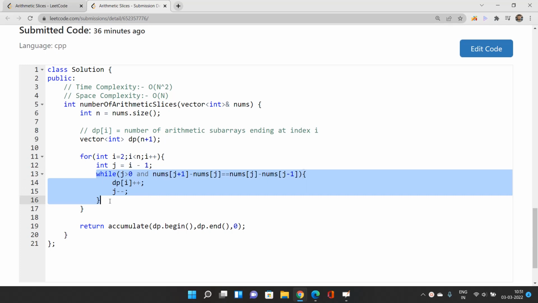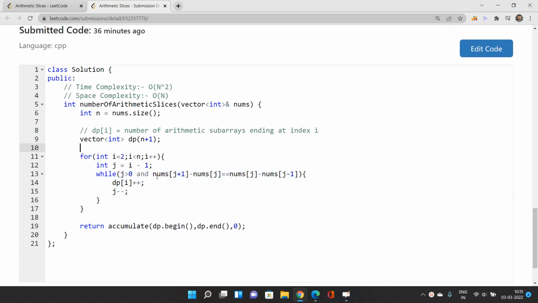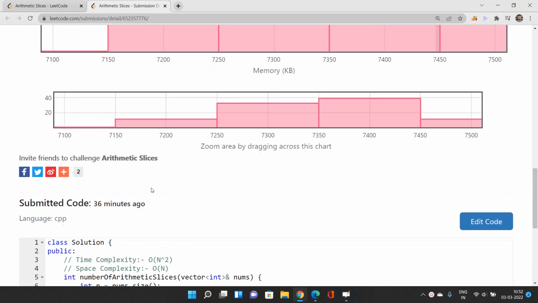So write down while j positive, and you can see if you are finding out the difference of 3 elements at the jth index, if it is same, increment dp of I, the number of counts of subarrays ending at this index I, and decrement j. If you are done with this entire for loop, we need to report all the subarrays ending at every index. So we will just find out the sum, which will be our answer.